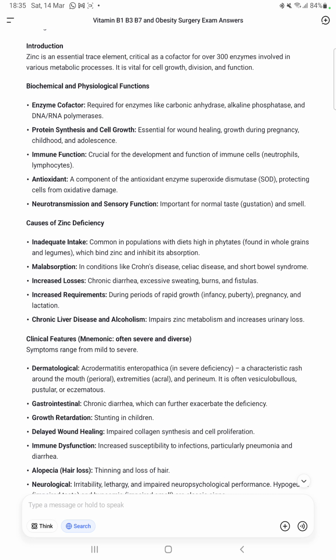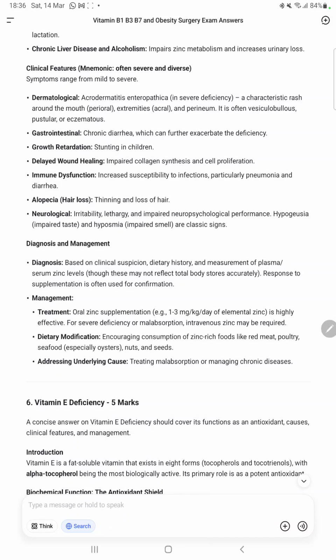Similarly, in malabsorption conditions like celiac disease, Crohn's disease, or short bowel syndrome, there are increased losses as in the case of chronic diarrhea. There are increased requirements in infancy, puberty, and lactation, and in chronic liver disease and alcoholism. The clinical features: the specific clinical feature here is acrodermatitis enteropathica, which is seen in severe deficiency.